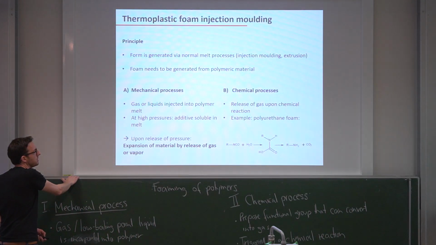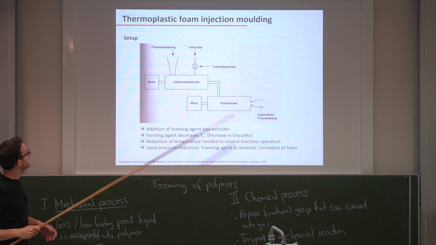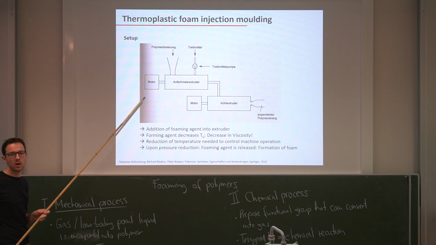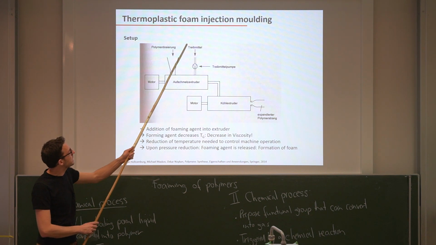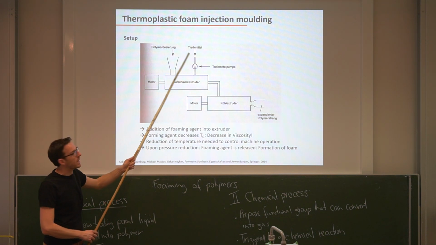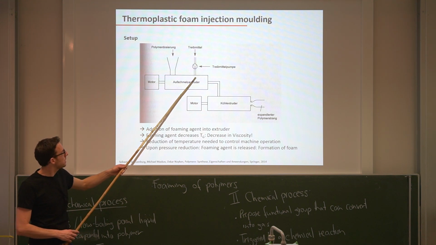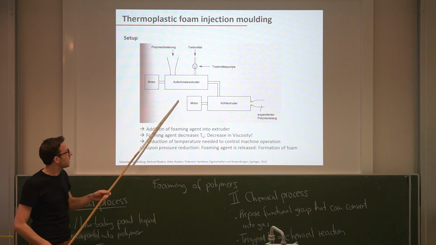So here you see the same things. And just to show you again how this mechanical process works. So we have our first extruder. Here comes in the crude material. And here comes our foaming agent, so the additive. It's pumped in, so you increase the pressure. That now this foaming agent is dissolved in your polymer.